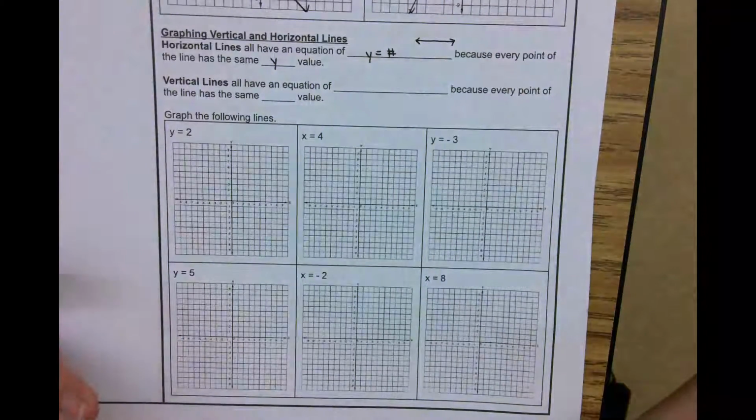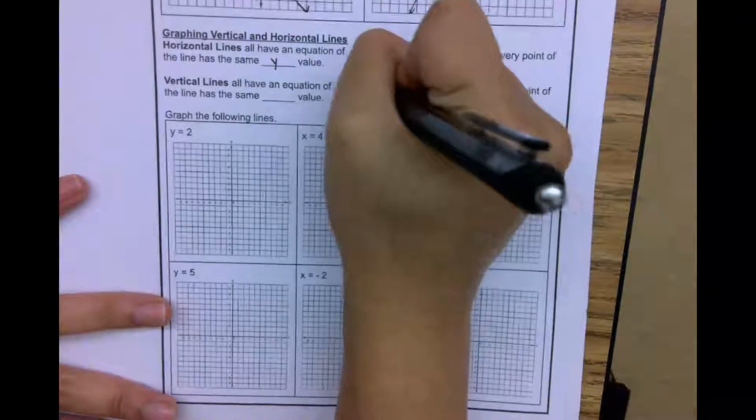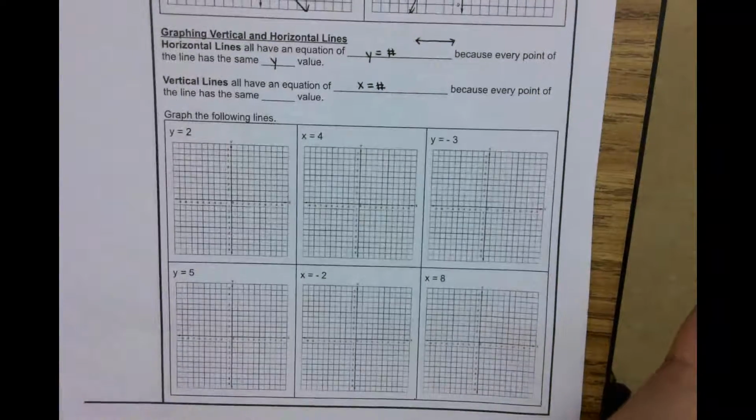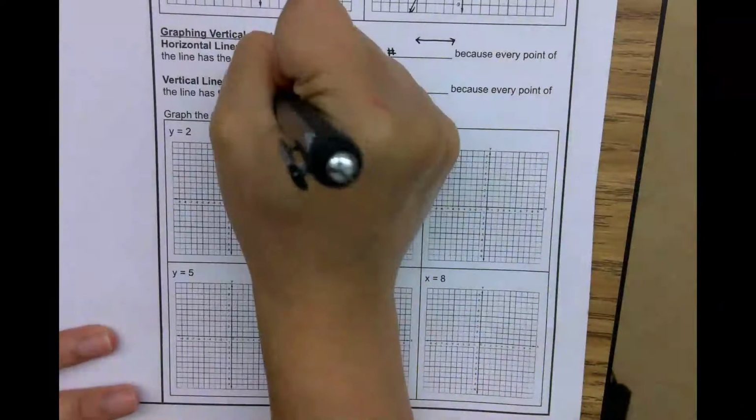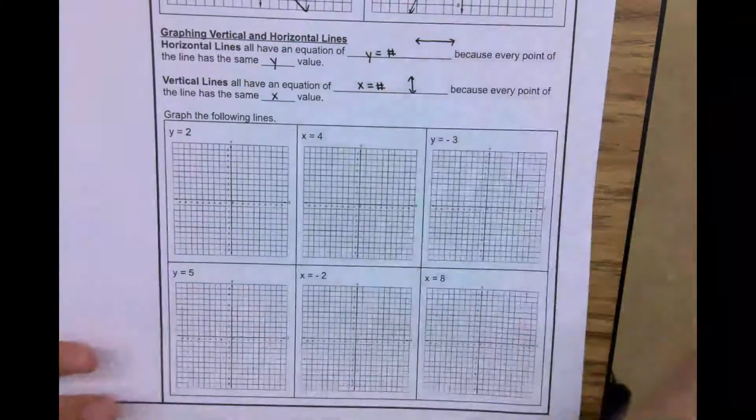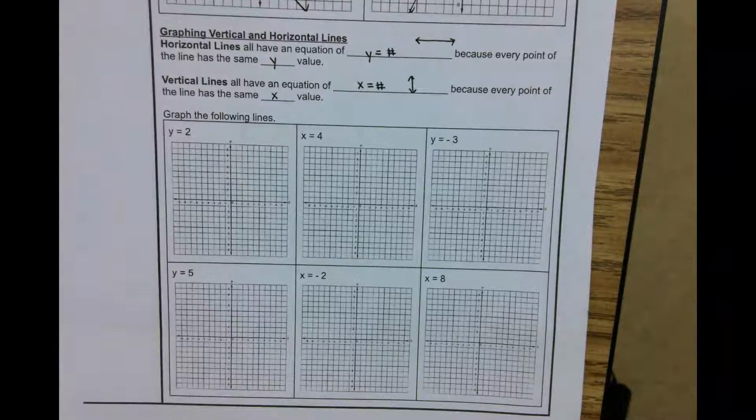A vertical line: all vertical lines have an equation of x equals a number. The reason for that is because every point of the line has the same x value. And vertical lines look like this. So we're just going to do a couple examples, super easy.